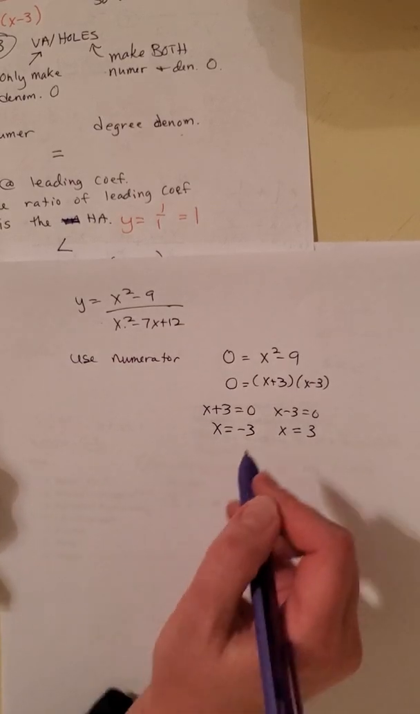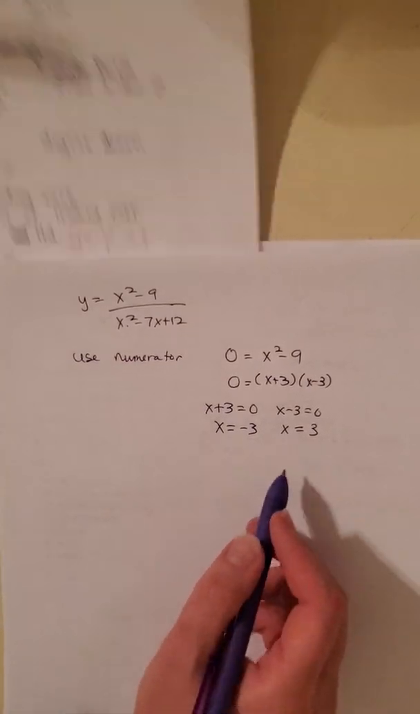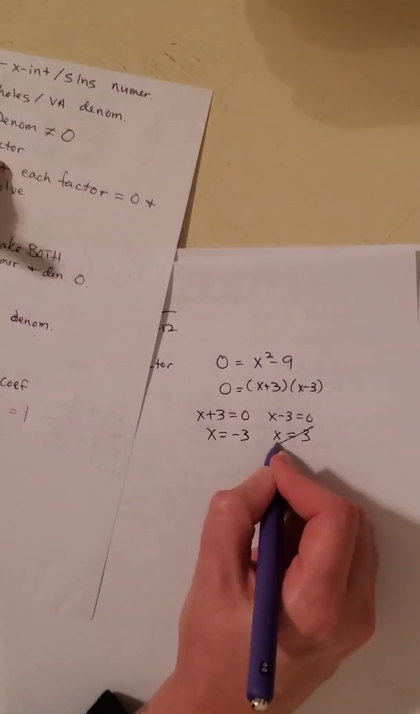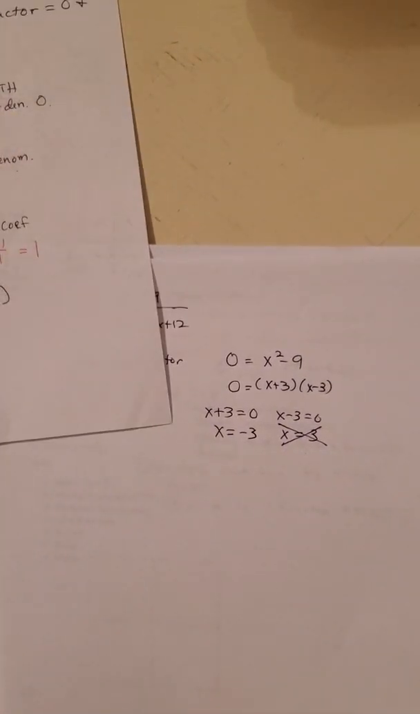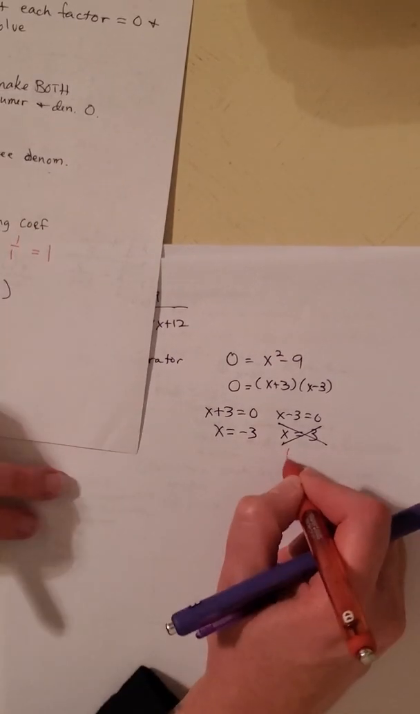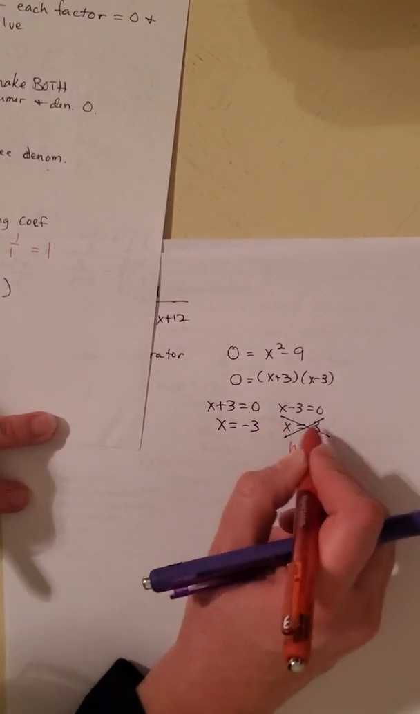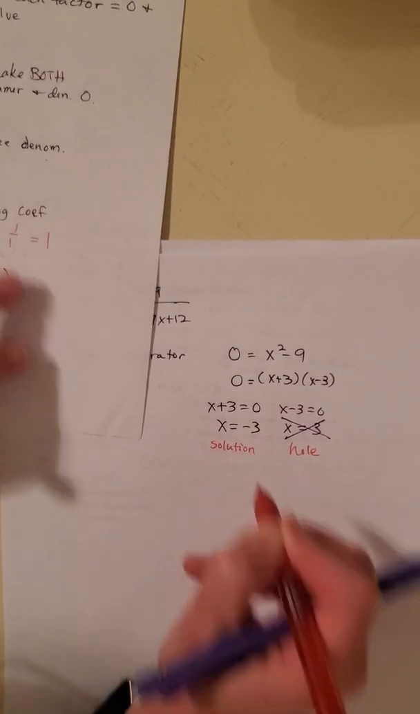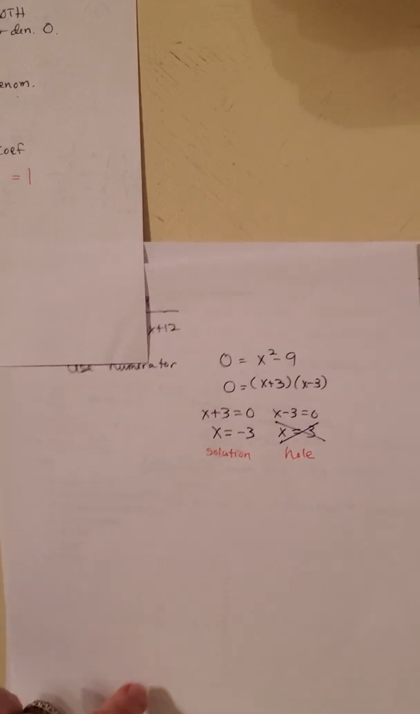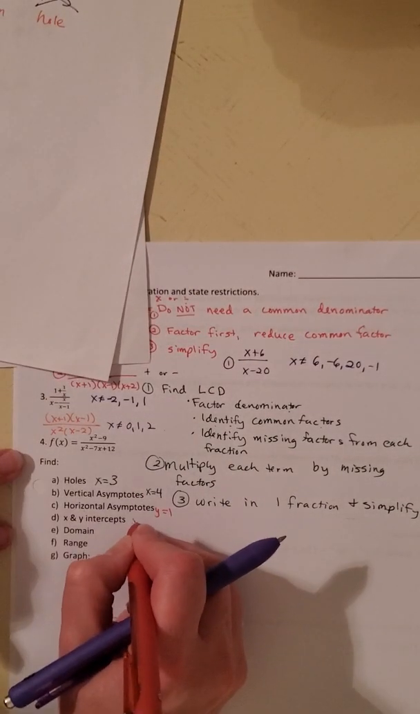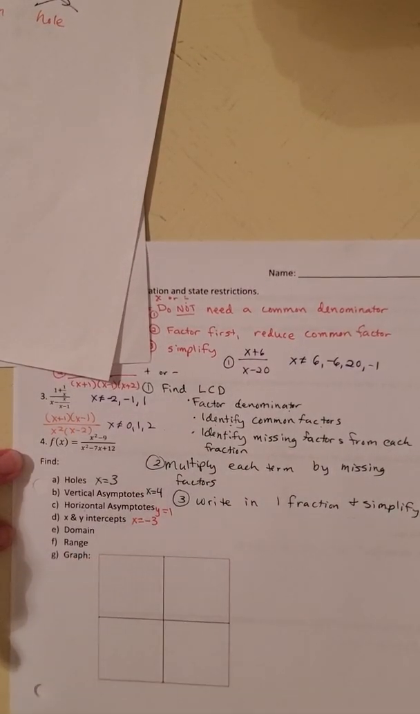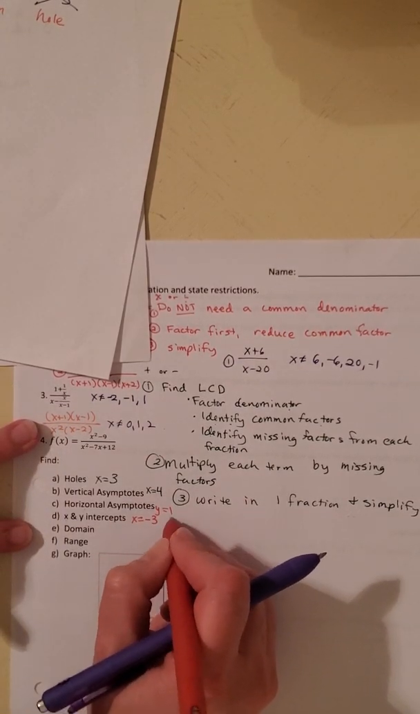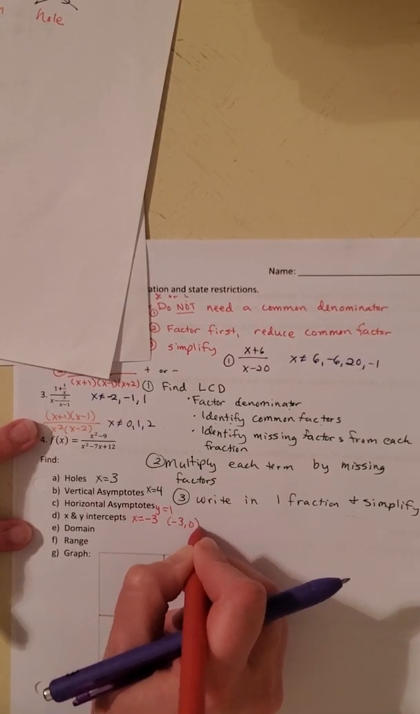All right, but what happened was that this x equals 3 is actually an extraneous solution because it is a hole in the graph. So this one is not a real solution. This is my only solution at x equals -3. So x equals -3 is the x-intercept, or you could say the point (-3, 0).